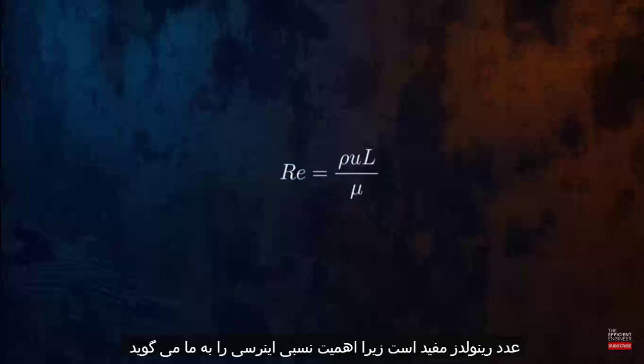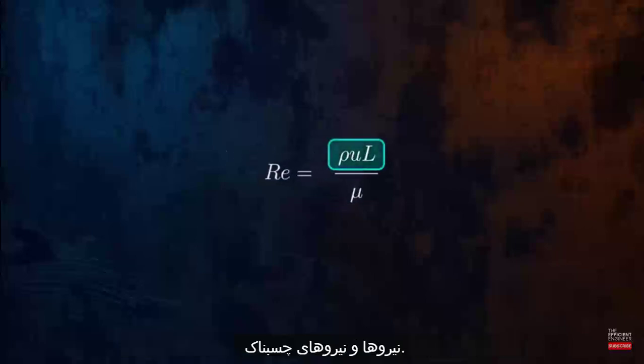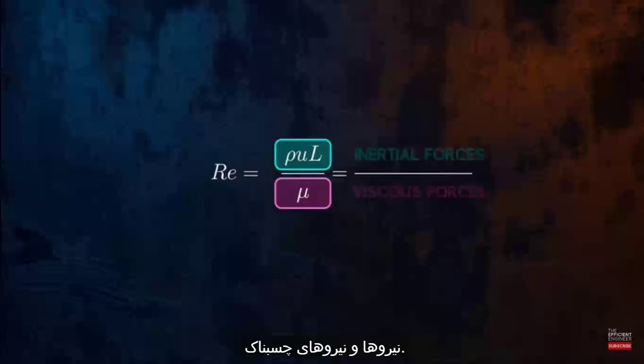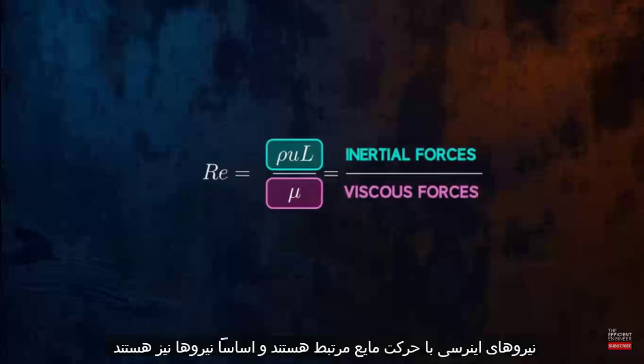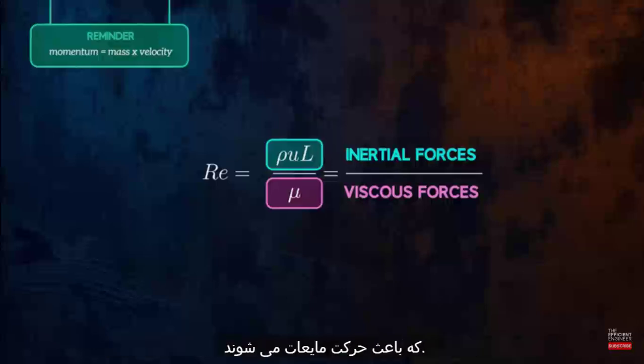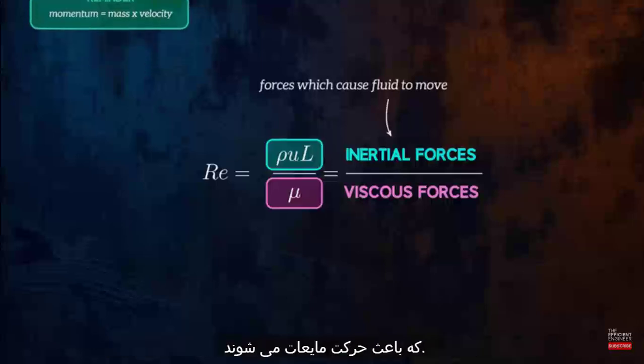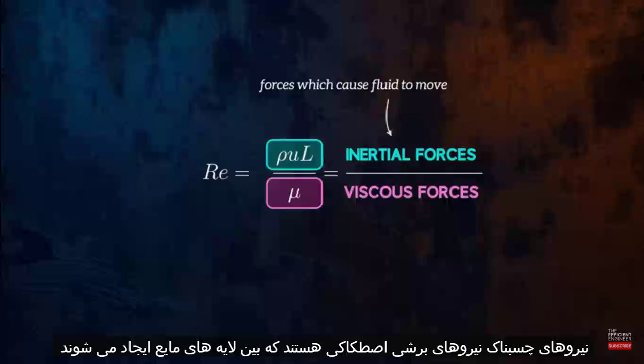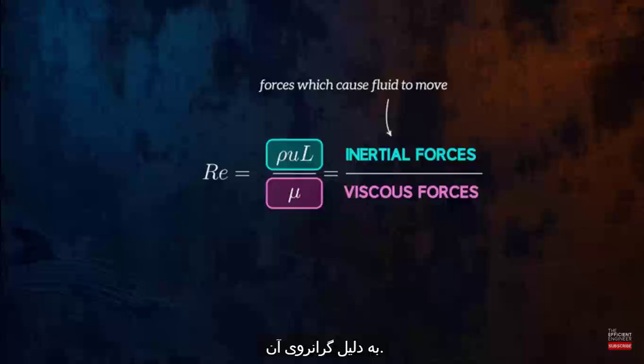Reynolds number is useful because it tells us the relative importance of the inertial forces and the viscous forces. Inertial forces are related to the momentum of the fluid, and so are essentially the forces which cause the fluid to move. Viscous forces are the frictional shear forces which develop between layers of the fluid due to its viscosity.